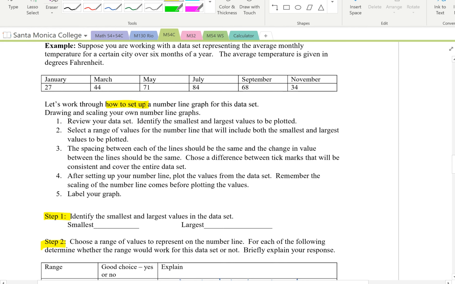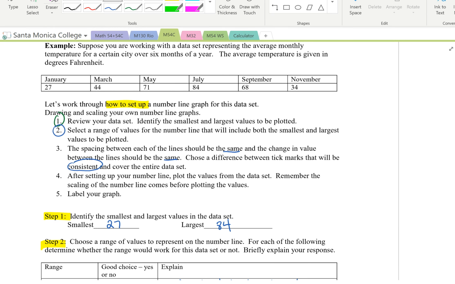Now, number 1, part 1: review your data set. Identify the smallest and the largest value to be plotted. Okay, for this data set here, the smallest value is 27 and the largest value is 84. So 27, 84. Now, select a range of values for the number line that will include both the smallest and the largest. And step 3: the spacing between each of the lines should be the same. Again, spacing should be the same, equal spacing, and the change in value between the lines should be the same as well. Use equal increment. Choose a difference between tick marks that will be consistent. Again, the difference between tick marks has to be consistent and cover the entire data set. Meaning that I want to make sure my data set is included and shown in the middle, the majority part of the data.